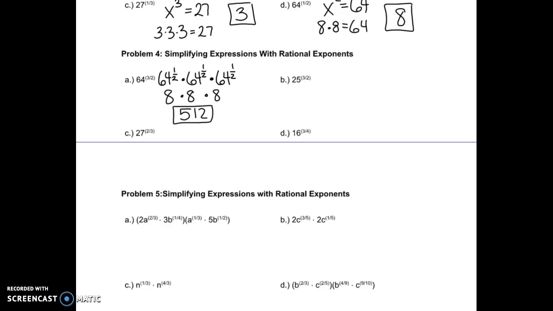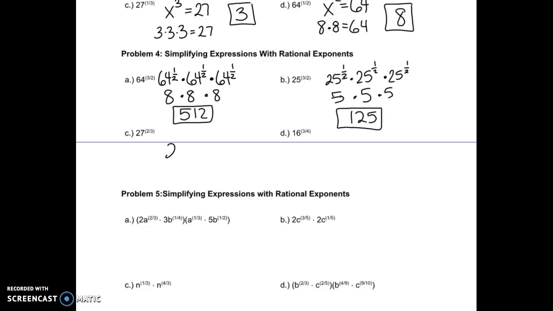So B says 25 to the 3 over 2. So that's going to be 25 to the 1/2 times 25 to the 1/2 times 25 to the 1/2. Again, 1/2 just means the same as square root. The square root of 25 is 5. So 5 times 5 times 5 is going to be 125.